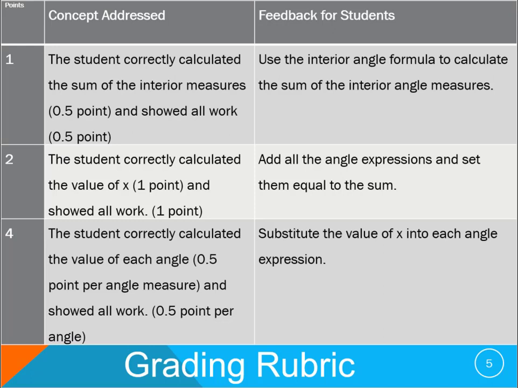This is the grading rubric. Again, look how just having the part of the problem, finding the sum of the interior angles as 540, gives you a half to 1 point. Correctly calculating the value of x gives you another 1 point. And then taking that value that you got for x, plugging it into each expression, doing all that work correctly gives you another 4 points. So there was a lot of work for this one, up to 7 points you could earn.